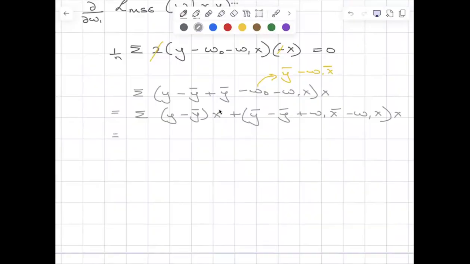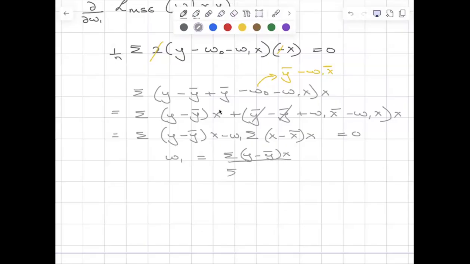Okay, and now we are home free. So this is summation y minus y bar into x plus summation, these guys cancel, and I can take W1 common, and I'll call it x minus x bar into x, and this will be minus W1. And now when I set this equal to 0, I can write W1 is equal to summation of y minus y bar into x divided by summation x minus x bar into x.